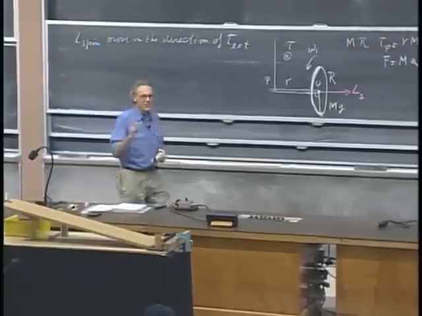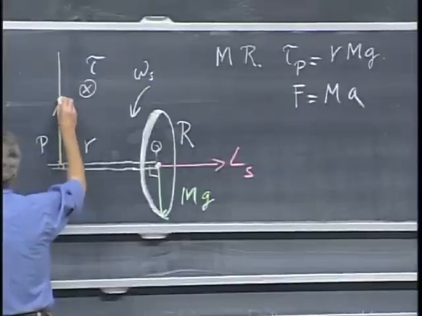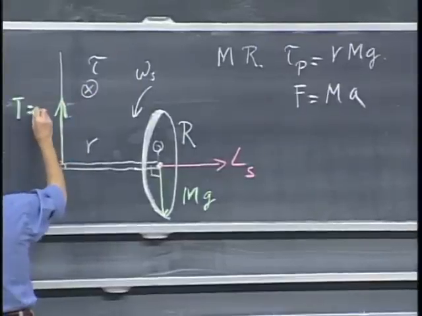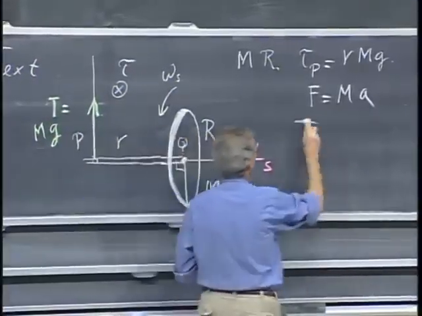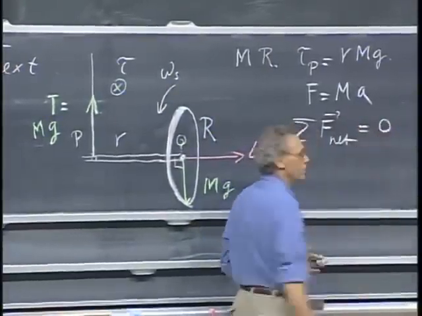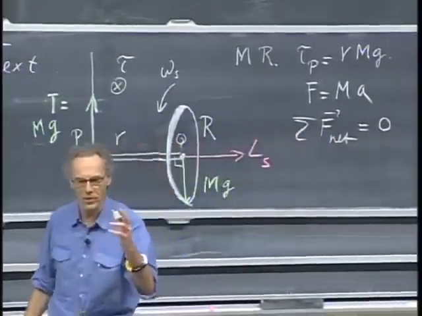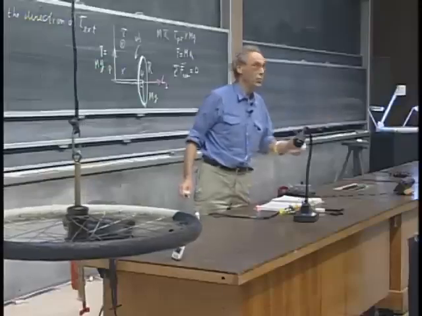Aha. There is not just one force on that object. What do you think is here? The tension in this cable, T, will be exactly mg. And so the net, the sum of all forces on that object is 0. There is no net force on that wheel, but there is a net torque. And that's why it's going to precess.